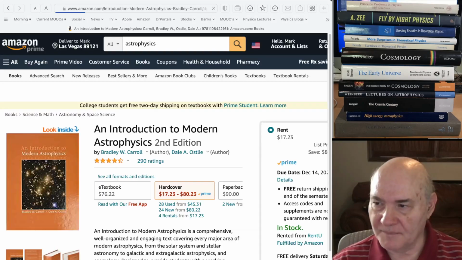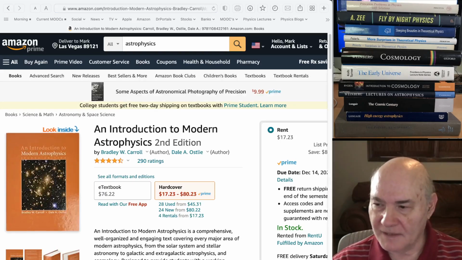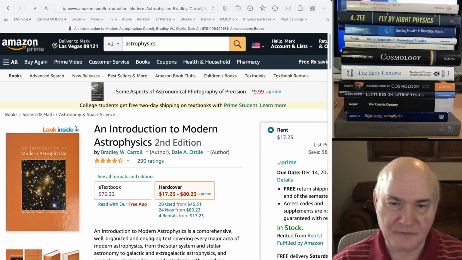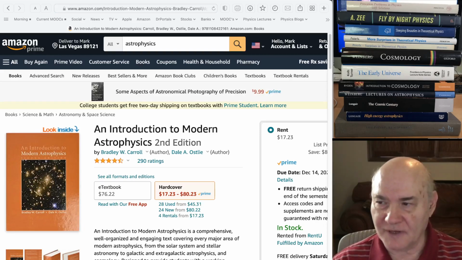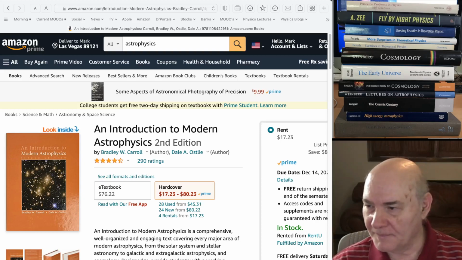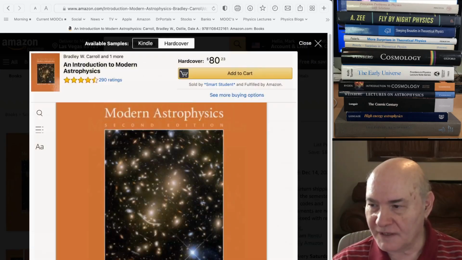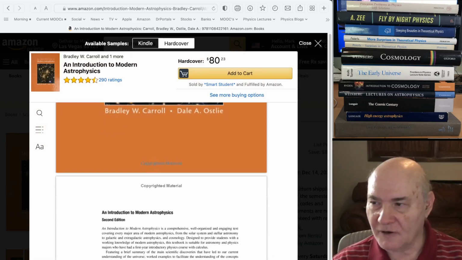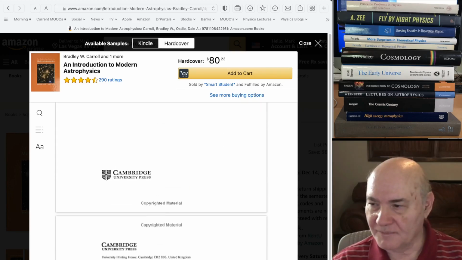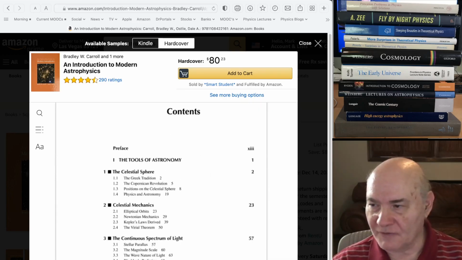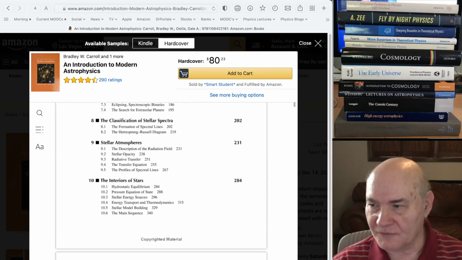This is a, I don't own this book, and I've never read it. This is probably the standard book on modern astrophysics for undergraduates. I can only say check it out. I think it's on the second edition. It's current. It's one of these books which I'm sure has a lot of words and a lot of pictures.